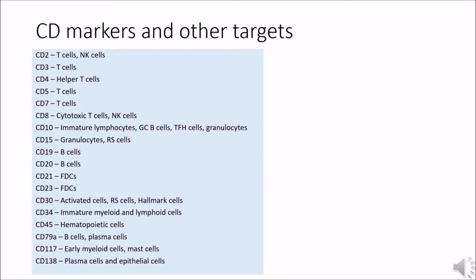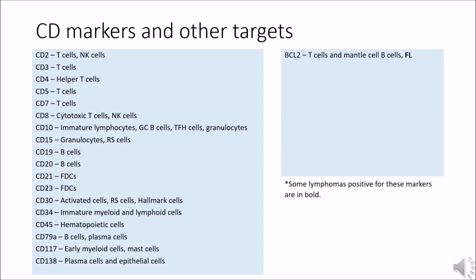The next set are cytoplasmic and nuclear proteins, not included in the original CD schema, which focused on surface proteins. BCL2 is an anti-apoptotic protein, which is turned off in germinal center B cells. T cells and mantle cell B cells are normally positive. Certain germinal center neoplasms may harbor translocations which aberrantly upregulate BCL2 expression, such as follicular lymphoma and diffuse large B-cell lymphoma. BCL6 is a transcription factor found in germinal center B cells and T follicular helper T cells.